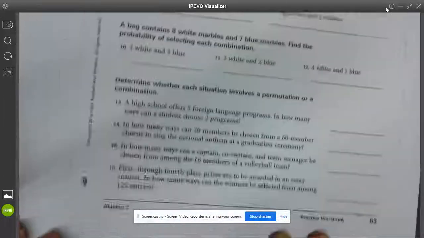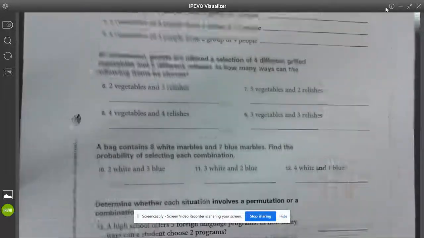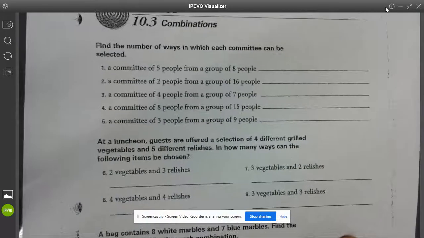On the back, you can practice this if you want. I would try it, and then you can check your answers looking at the filled in notes and classwork.